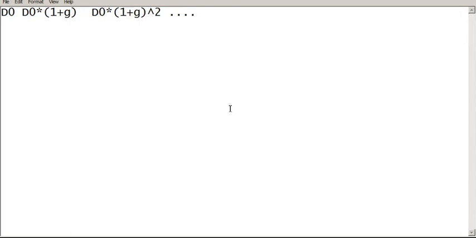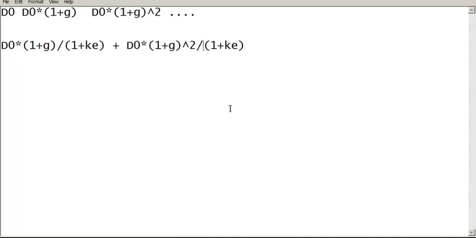Now if I have to find out the value of the company, we have to compute the value of the company. The value of the company will be D0 (1 plus g) divided by (1 plus cost of equity) to the power 1, because this dividend is coming at the end of 1 year. Then the next dividend we have to add, because we are computing the present value. The next dividend we will discount for 2 periods, and so on and so forth.